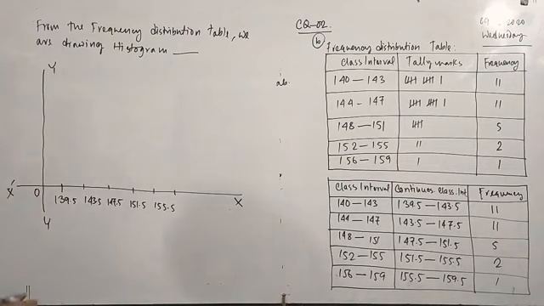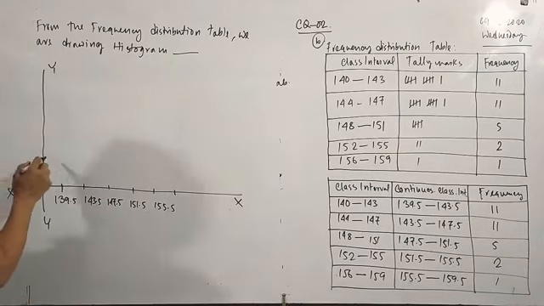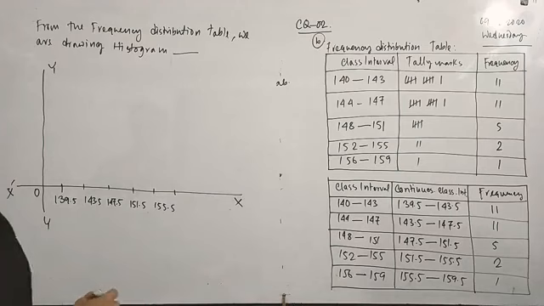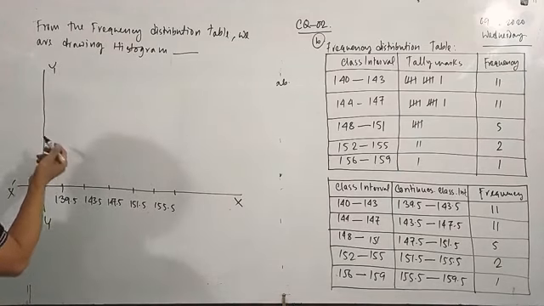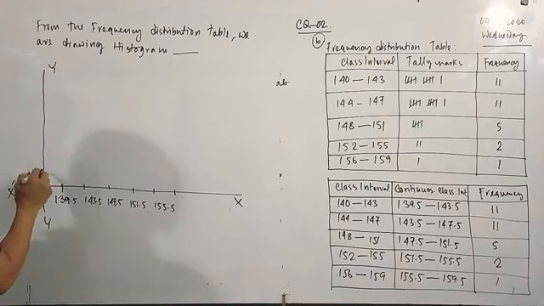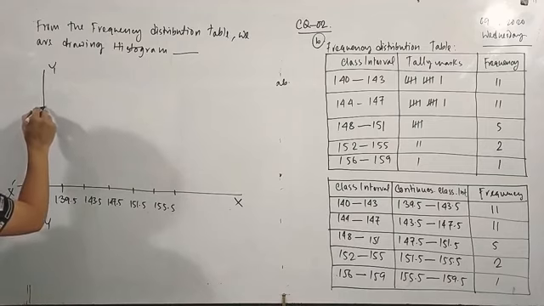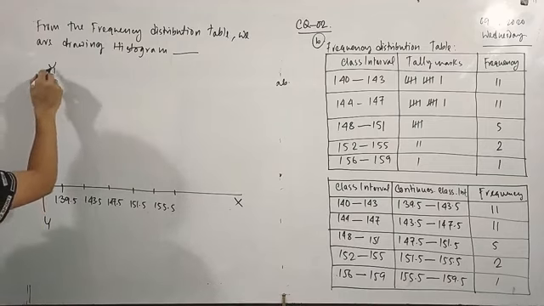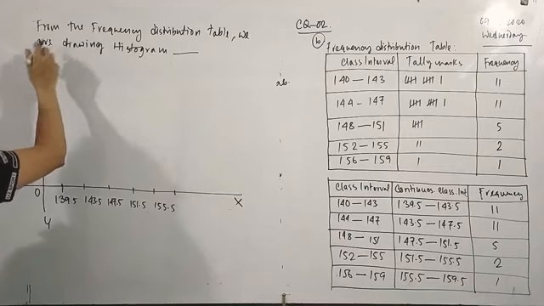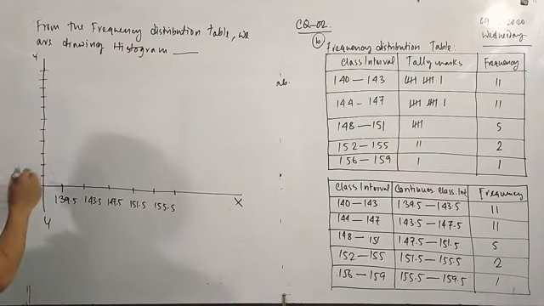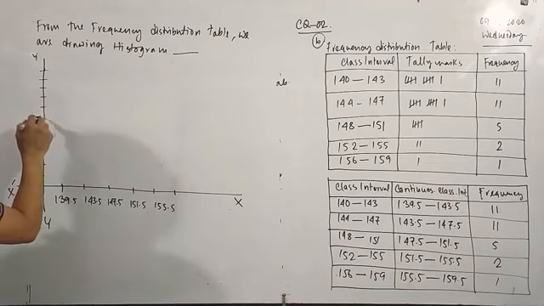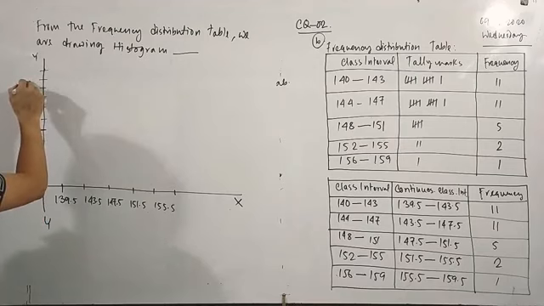And here, for example, since the highest frequency is 11, you can take every single unit up to 11. For example, this one is Y. So this one is 1, 2, 3, 4, 5. This one is 5, then 1, 2, 3, 4, 5, this one is 10, and this one is 11.